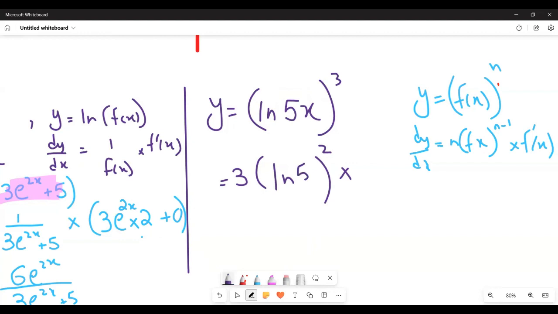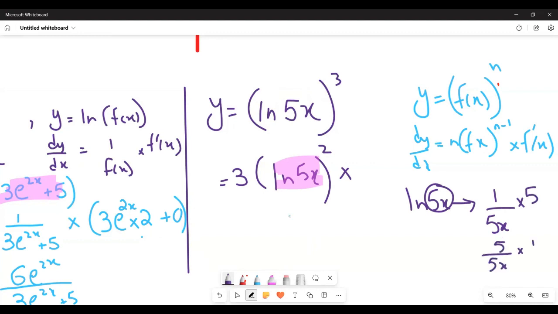Sorry. The derivative of this. So what's the derivative of ln 5x? It's 1 over 5x and then multiplied by the derivative of this, which is 5. So it's actually 5 over 5x, which is just 1 over x. So times 1 over x. So the final answer would be 3 upon x times (ln 5x) whole power cube. Oh, sorry, whole square. (ln 5x) whole square.